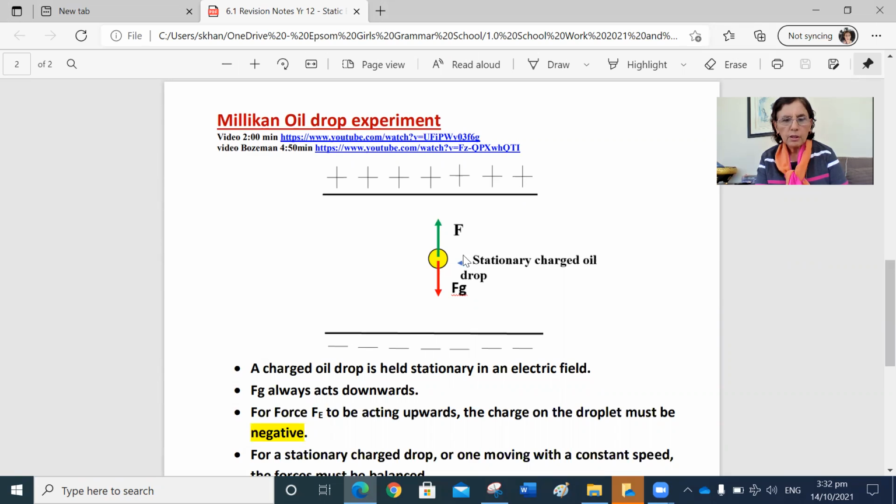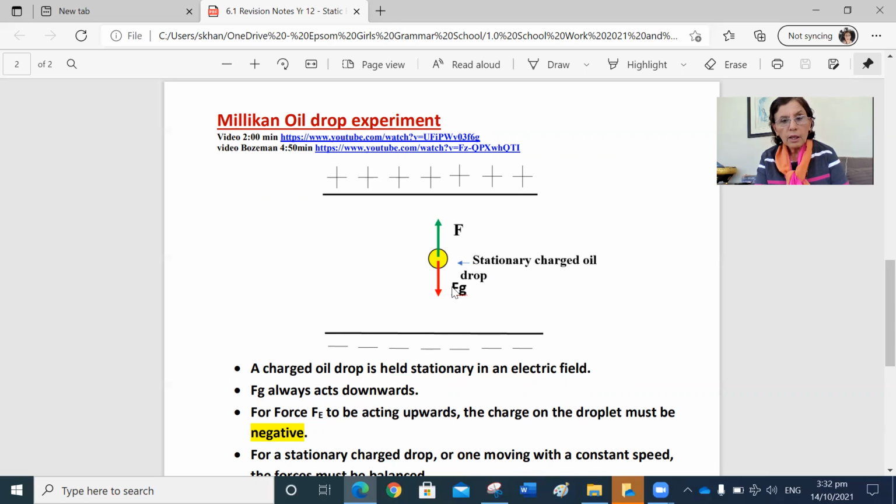Another thing we look at is when a charged object is held stationary in an electric field. Let's say this plate is positively charged and this plate is negatively charged, and this is the famous Millikan oil drop experiment. If a charge is held stationary here, that means the forces acting on the charge are balanced. Gravity force will always be acting downwards, so there must be an equal force acting upwards if this oil droplet is stationary. That is the electric force, equal to E times Q, where E is the electric field and Q is the charge on this object.